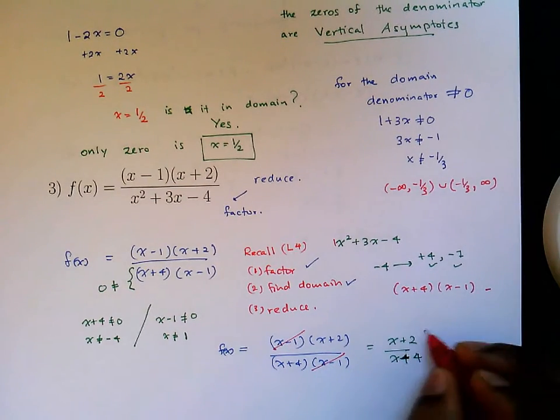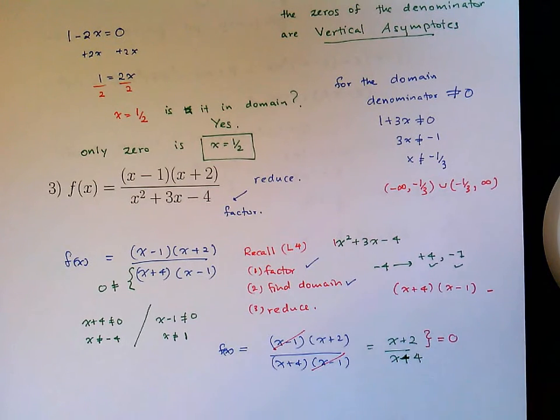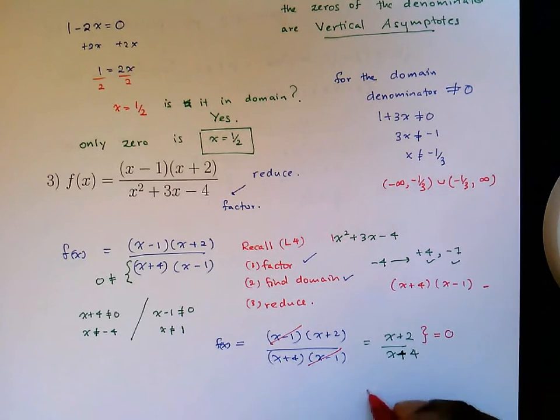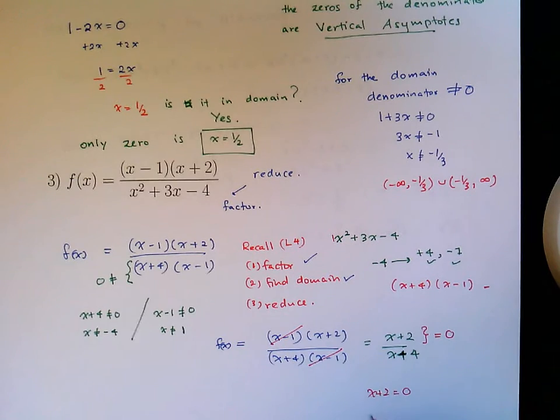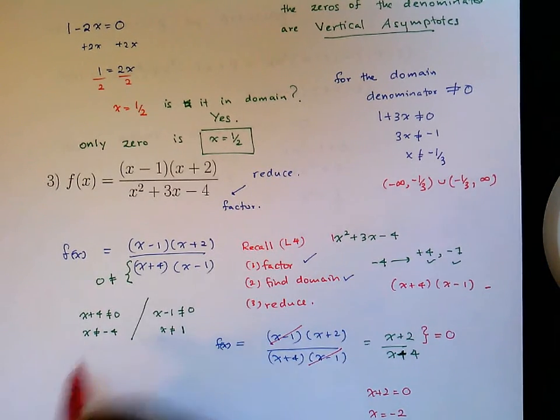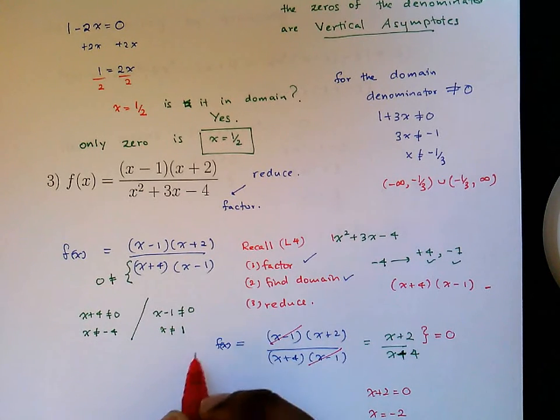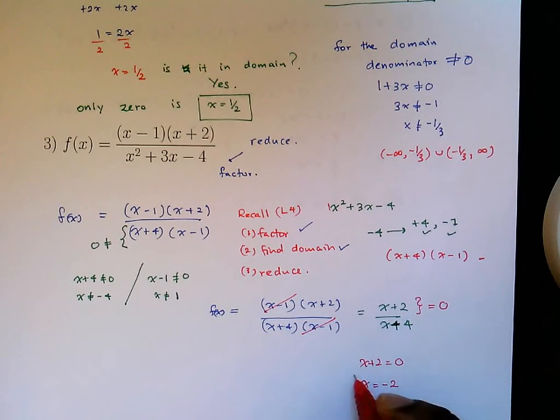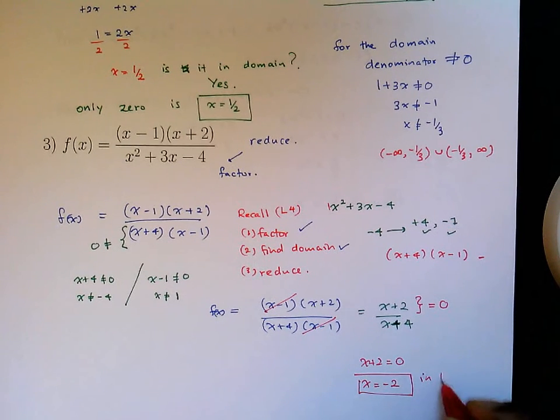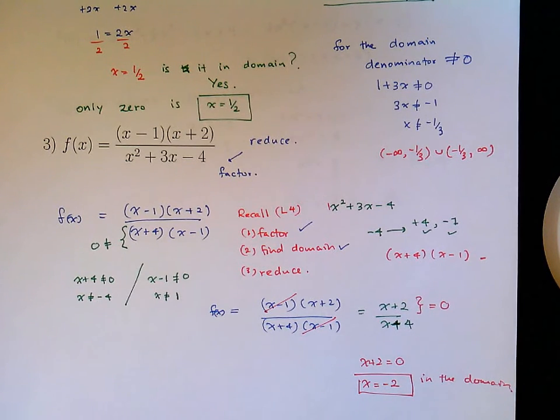Now you can find the zeros. Set the numerator equals 0. So you get x plus 2 equals 0, x equals -2. And the domain says x cannot be -4, x cannot be plus 1, but x equals -2 is fine in the domain. So therefore it's the only 0.